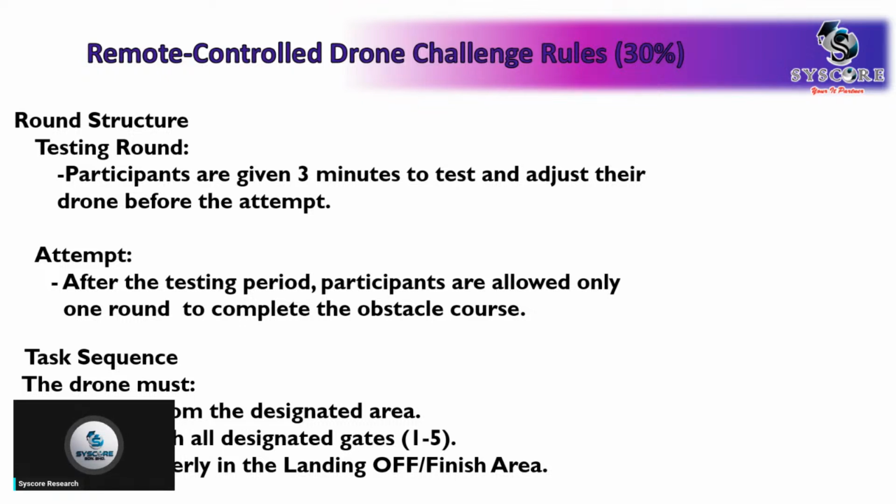Okay, for the task sequence, the drone must take off from the designated area. As you can see, I showed the map just now, right? The drone should take off from the designated area, which is the takeoff pad. The drone should fly through all the designated gates from obstacle 1 until obstacle 5, and then lastly it should land properly in the landing zone, which is the finish area.